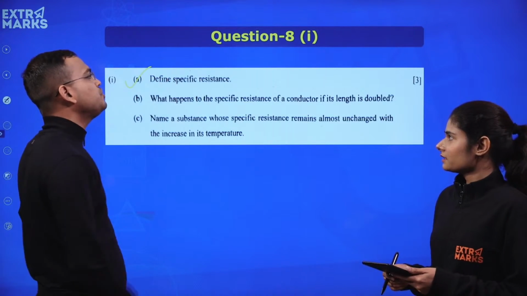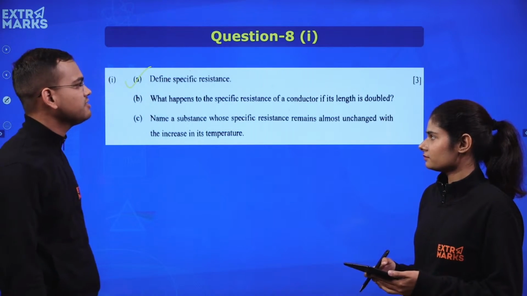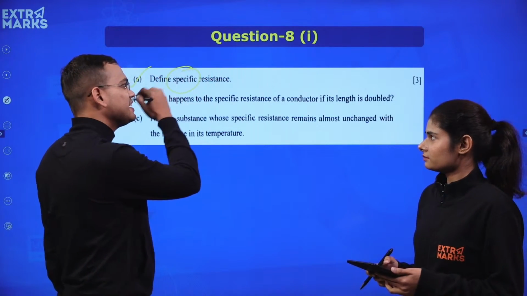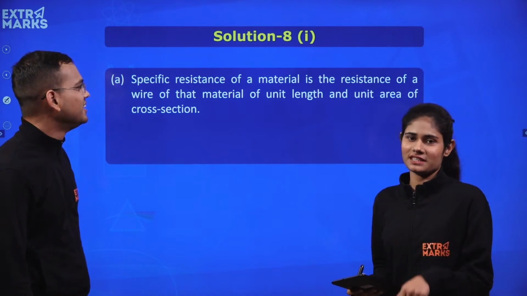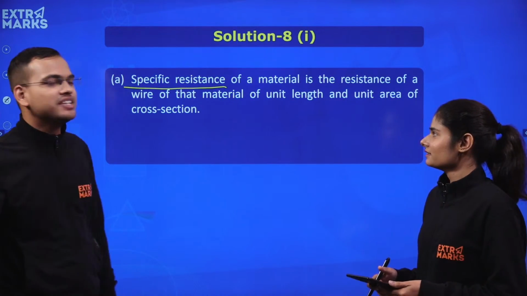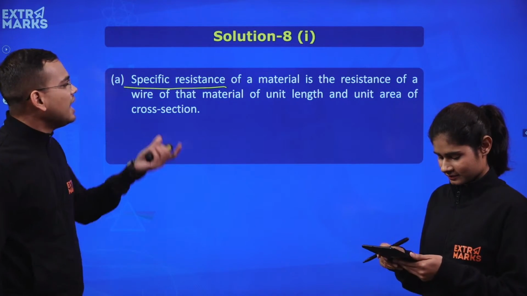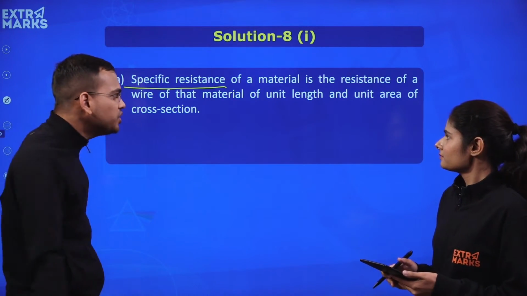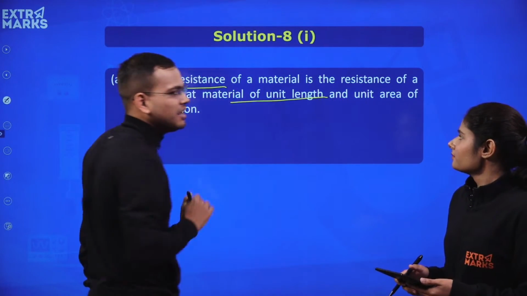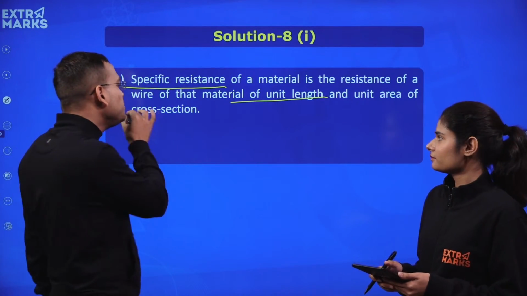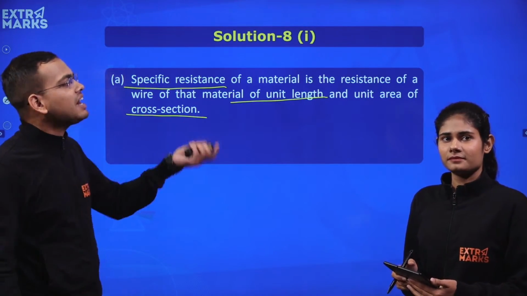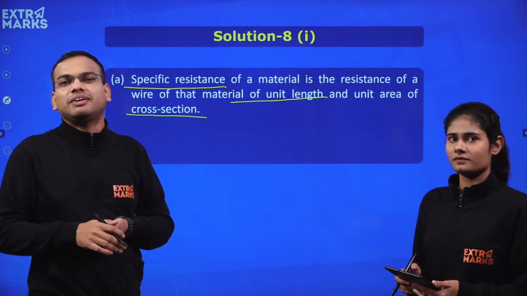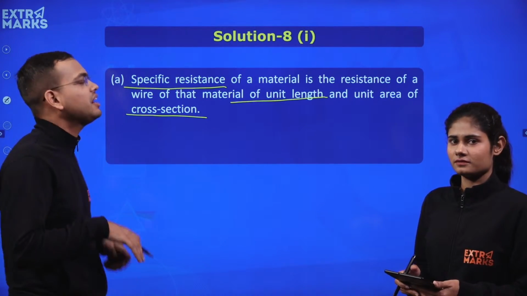Okay. Now let's come to define specific resistance. The word is specific resistance. You might be confused, but this is just another word for resistivity itself. So very simple. Specific resistance of a material is nothing but the resistance of that wire whose length is unit. It means the length is 1 meter and the area of cross section is 1 meter square. If that is there, then the resistance of that wire is the specific resistance of that material.